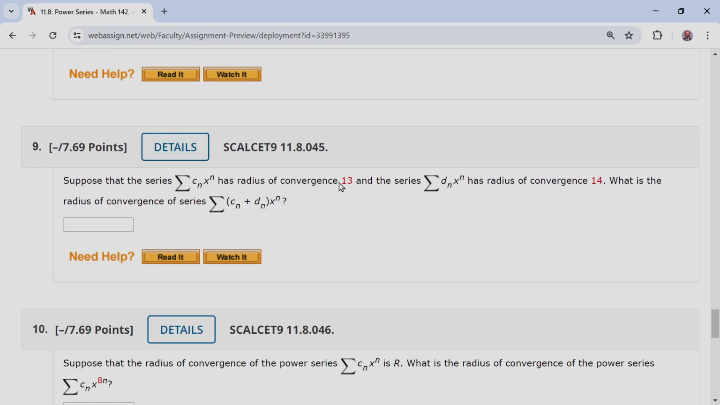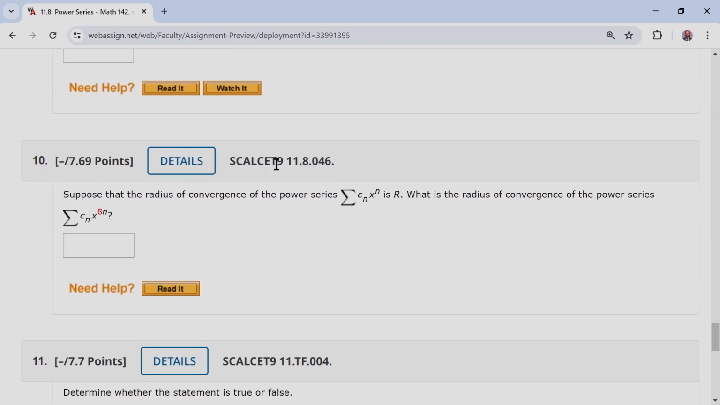Suppose the series has a radius of convergence of 13, and this series has a radius of convergence of 14. What is the radius of convergence of these? The radius of convergence is going to be the smaller of the two, effectively. So whenever you have coefficients that are added together in a power series, the smaller of the two is going to dictate the radius of convergence. That makes sense if you think about it, because this series is just the sum of the two series. And hey, if this series only converges for 13 units of x, then there's no way that we could plug in something 13.5 units away from 0 for x and get convergence here. So it's going to be the lesser of the two.